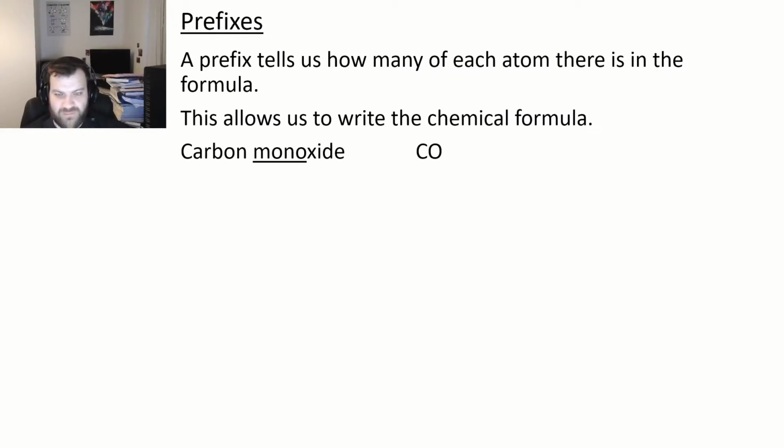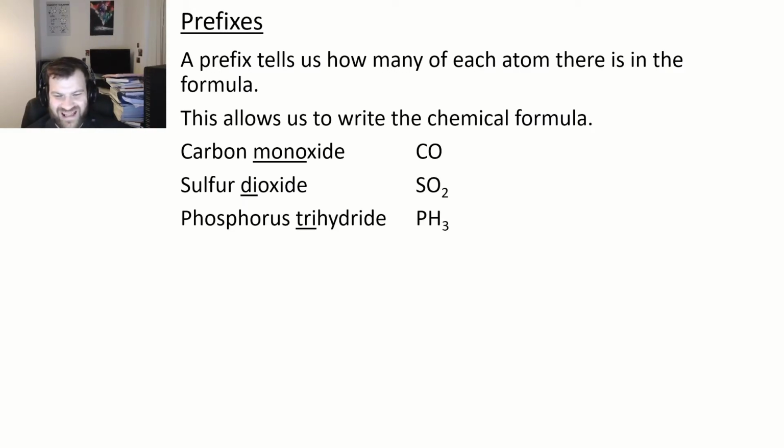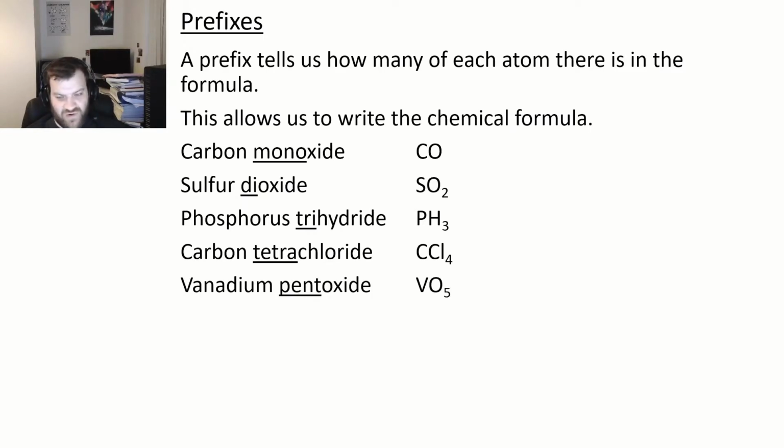If we had carbon monoxide, that means we've got one oxygen, so we have CO. Sulfur dioxide means there's 2 oxygens, so SO2. If we had phosphorus trihydride, that's 3 hydrogens, so PH3. Carbon tetrachloride means it's CCl4. And vanadium pentoxide means we've got 5 oxygens, so V2O5.